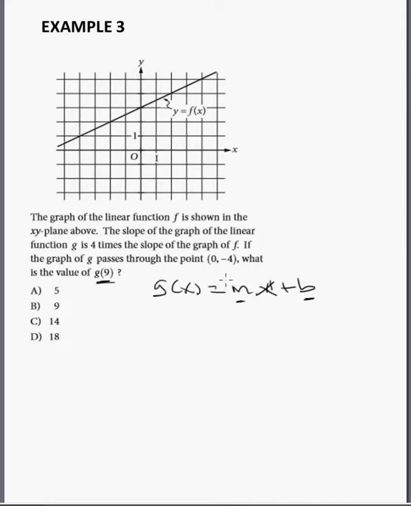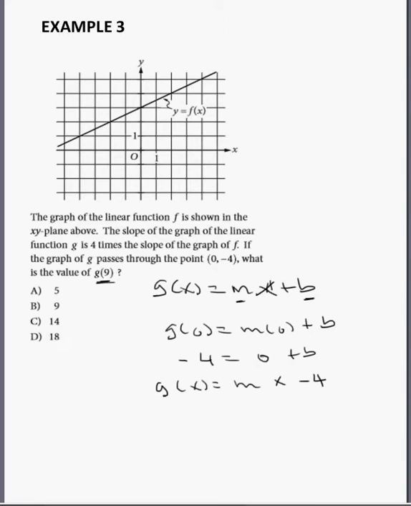How about b? b is the value when x is equal to 0. So g(0) is equal to m times 0 plus b. And so, what is g(0)? When x is equal to 0, g(0) is negative 4, which is equal to 0 plus b. And therefore, b is equal to negative 4. So our g(x) is going to be equal to mx minus 4. That one we can tell.